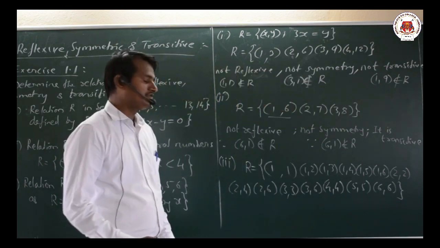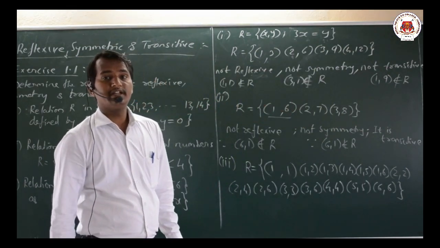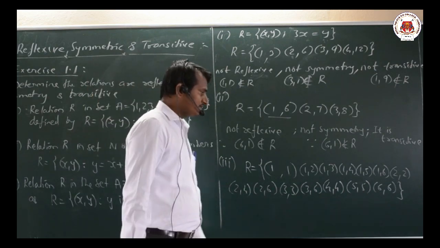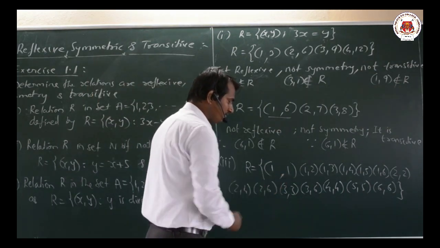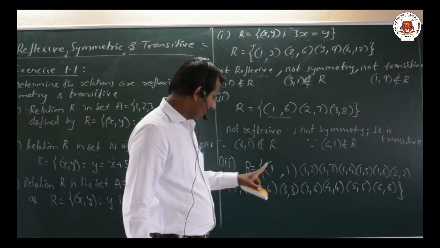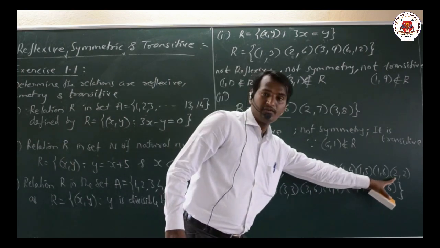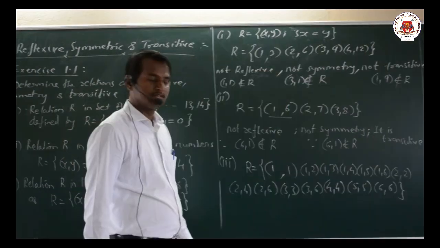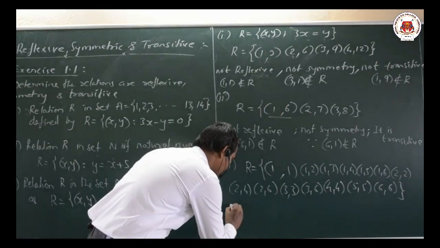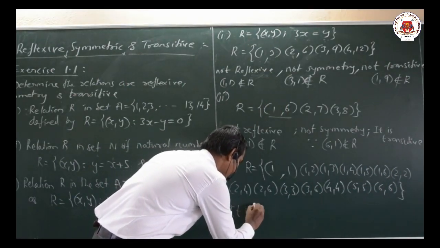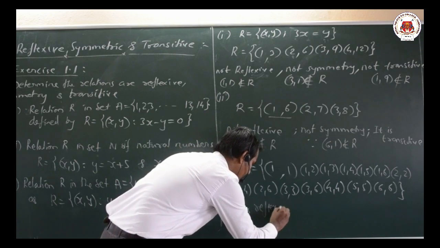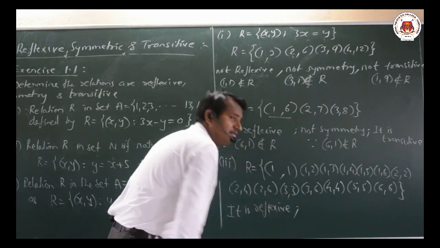Now we shall check for reflexive, symmetric, transitive. Of course it is reflexive. Why is it reflexive? Because we have 1 1, we have 2 2 here. Now it is reflexive.